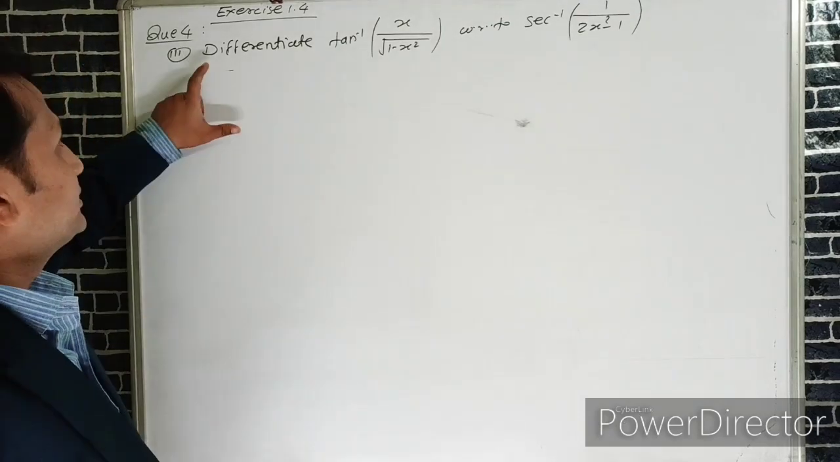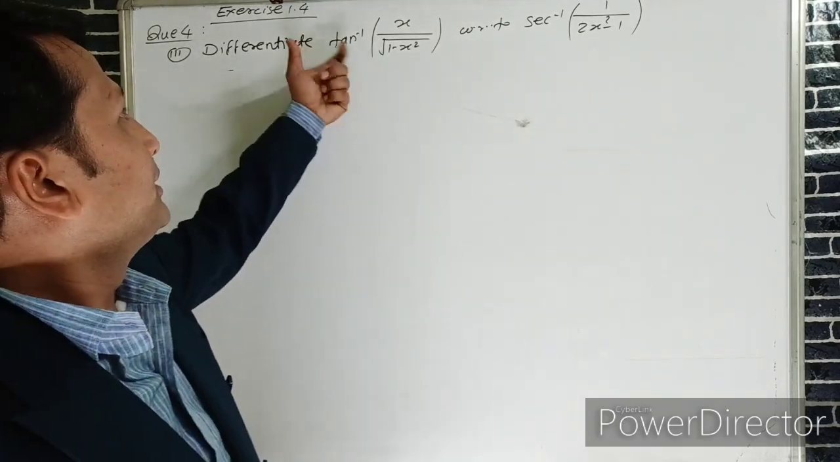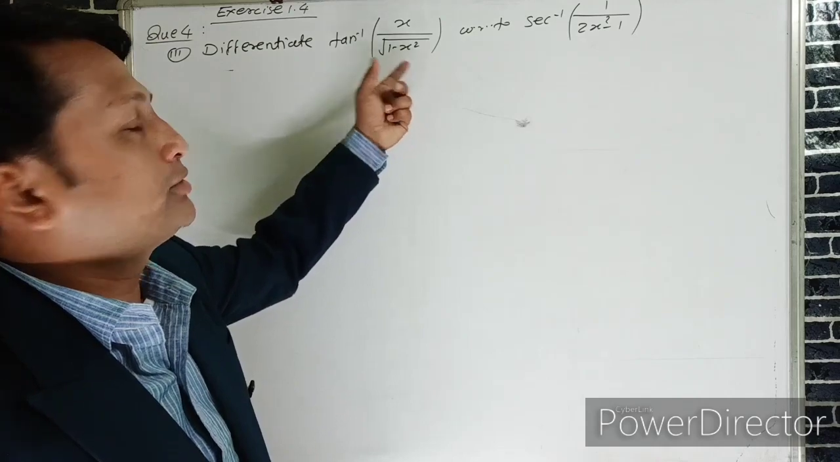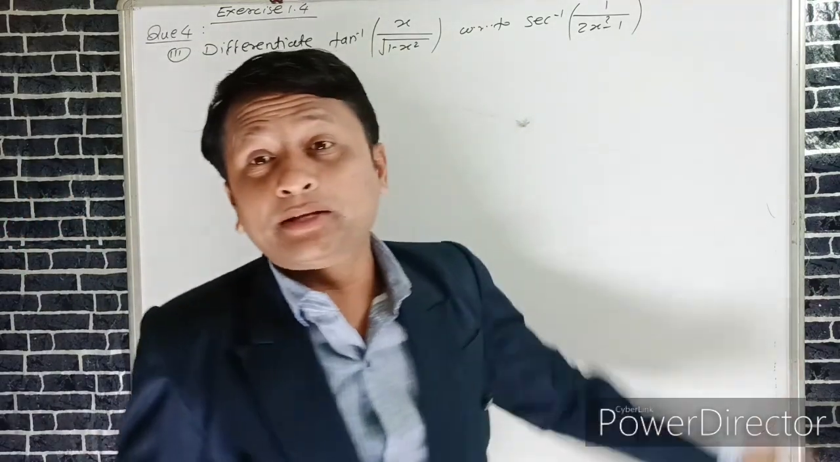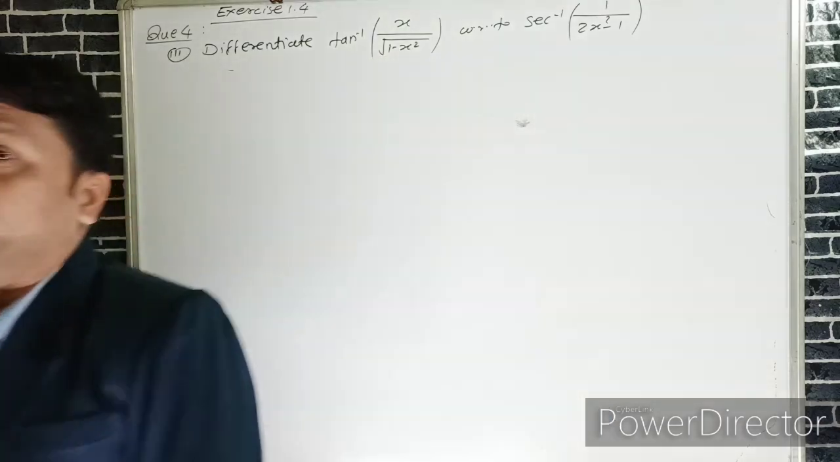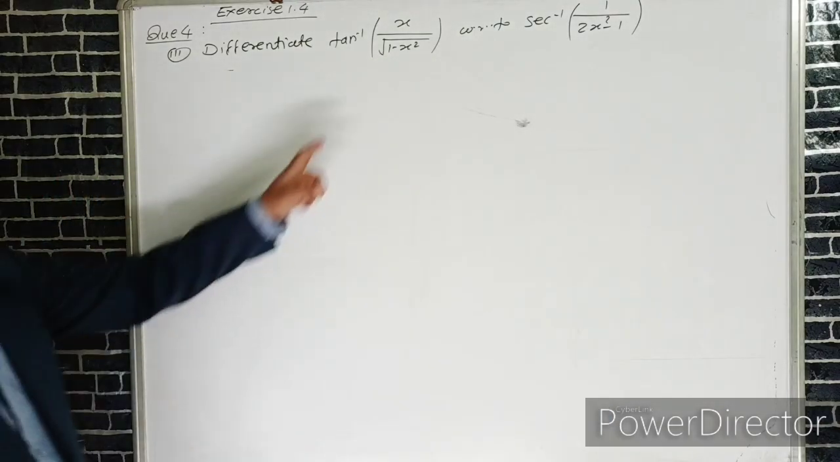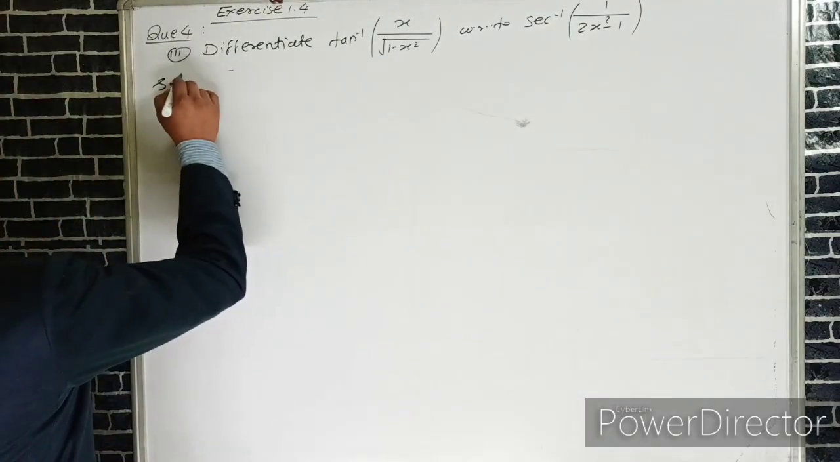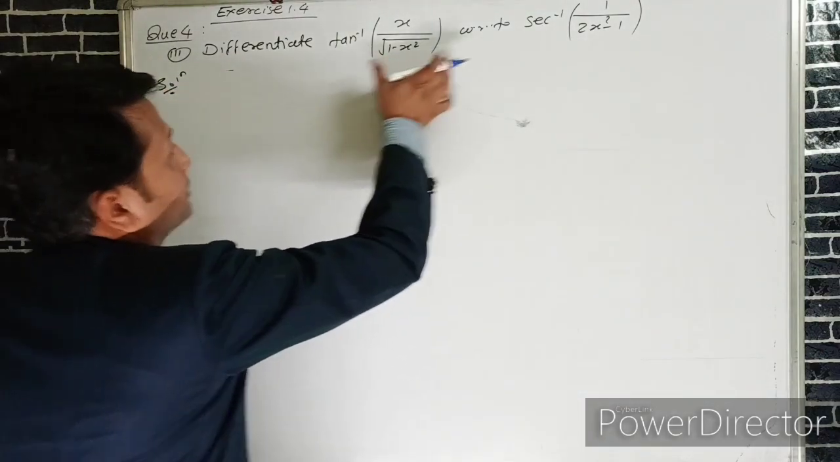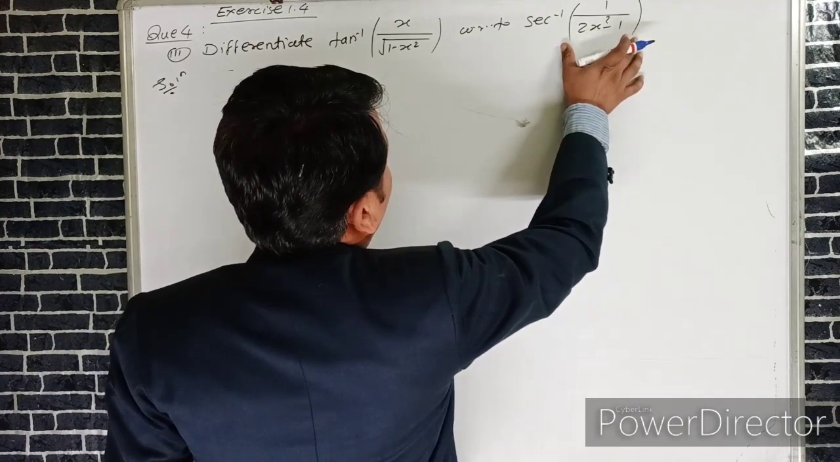Again this function is in the parametric form. Here tan inverse of x upon under root of 1 minus x square is the first function. Another function is sec inverse of 1 upon 2x square minus 1. Both are functions with respect to x. Here x is a parameter. We differentiate the given function with respect to sec inverse of 1 upon 2x square minus 1.